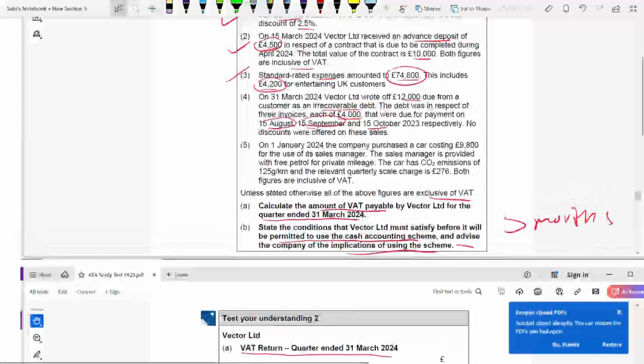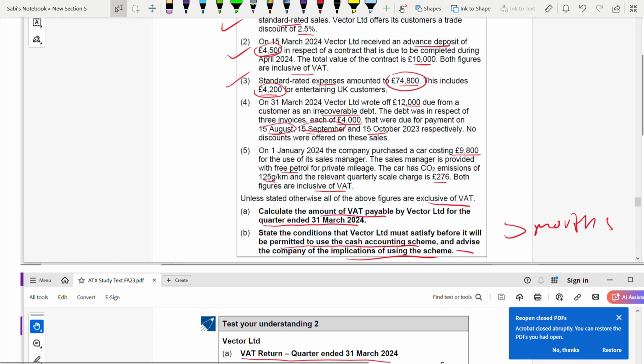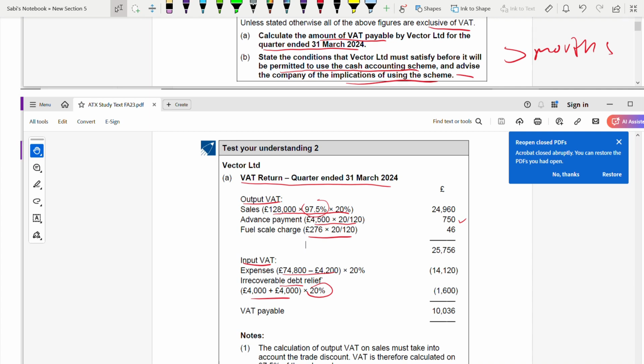Next, they purchased a car costing 9,800. They will not get relief for it. But for the running costs, that means petrol and all, they will get it. CO2 emissions 125, quarterly fuel scale charge is 276. Both are inclusive of VAT, both meaning the 9,800 and this 276. So for this fuel scale charge you have to take the VAT out. It's an output VAT.